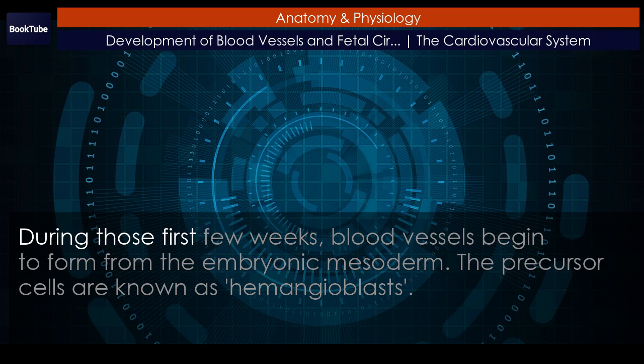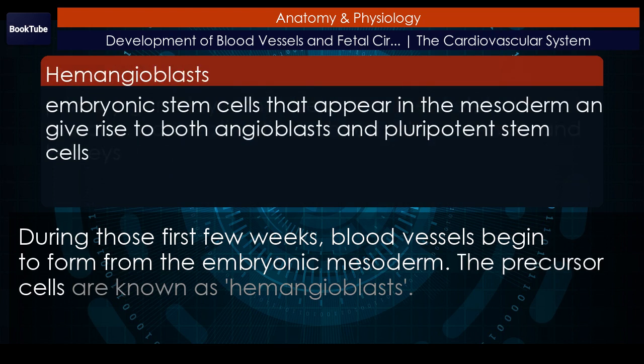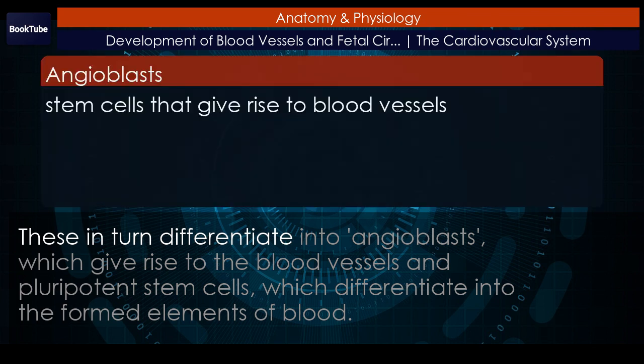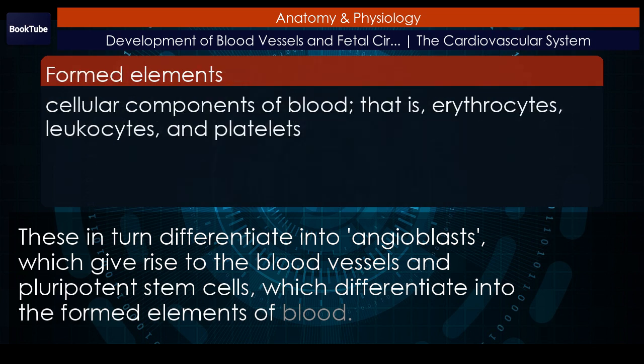During those first few weeks, blood vessels begin to form from the embryonic mesoderm. The precursor cells are known as hemangioblasts. These in turn differentiate into angioblasts, which give rise to the blood vessels, and pluripotent stem cells, which differentiate into the formed elements of blood.